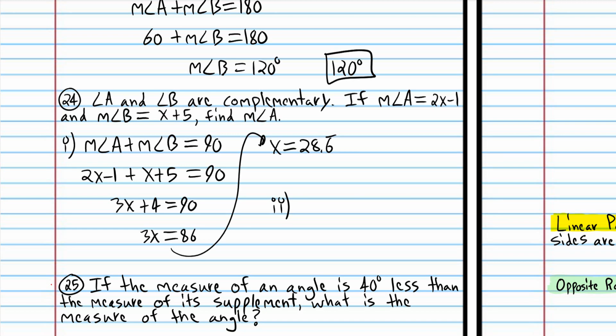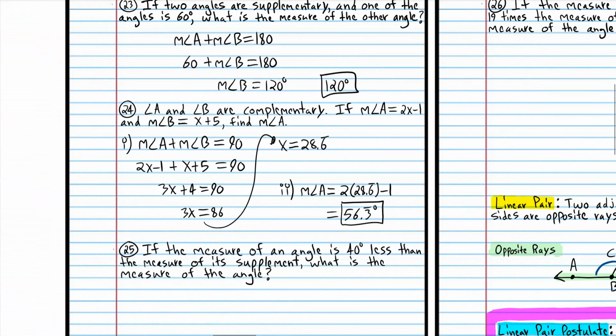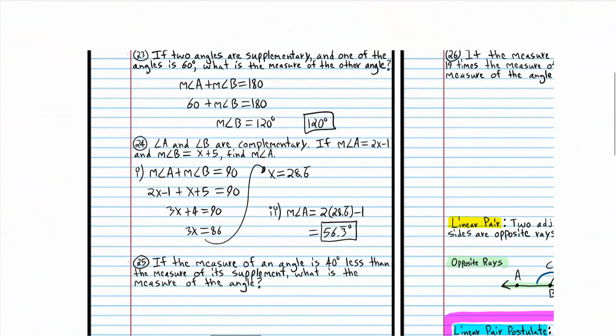Now we're going to find the measure of angle A. So we just plug in that x value that we just found and do the math. So multiply 28.6 repeating by 2 and subtract 1. And you can do this with a calculator. That's completely fine. We get 56.3 repeating degrees. All right, so if you got that one right, good.